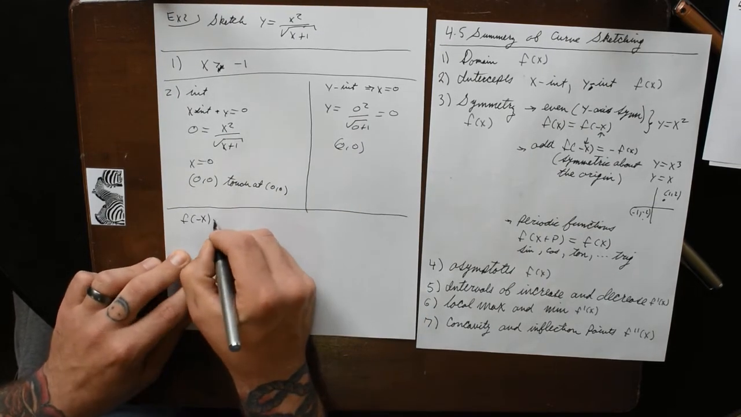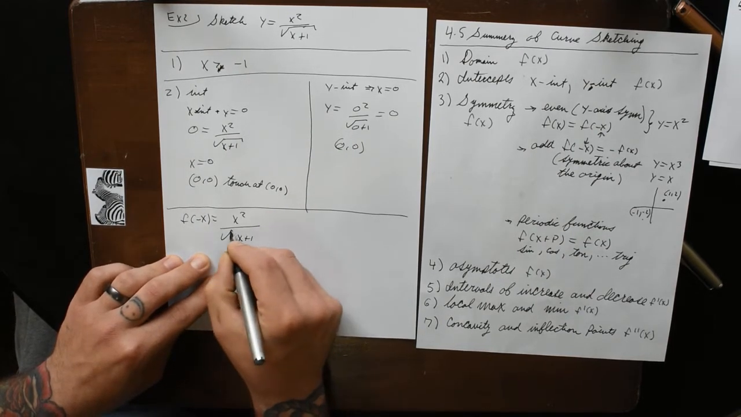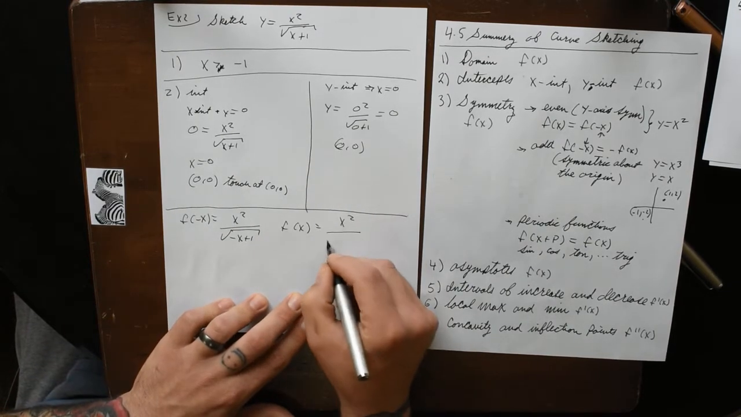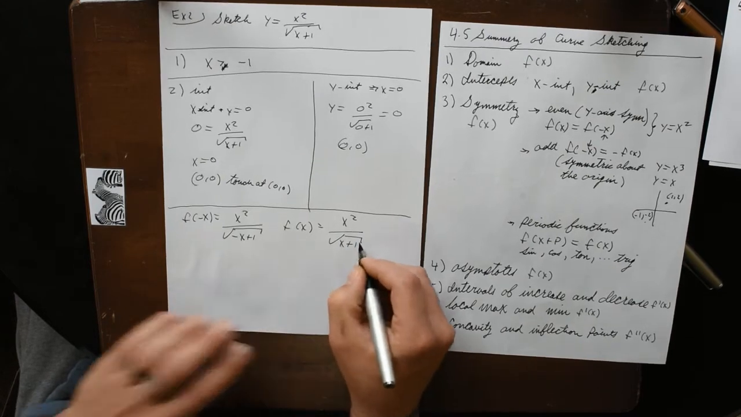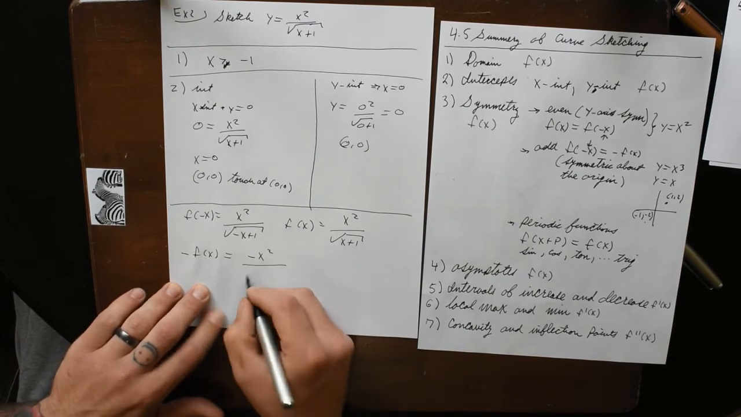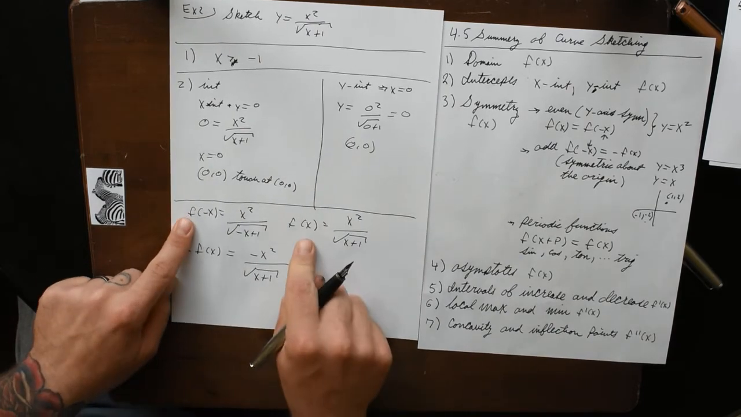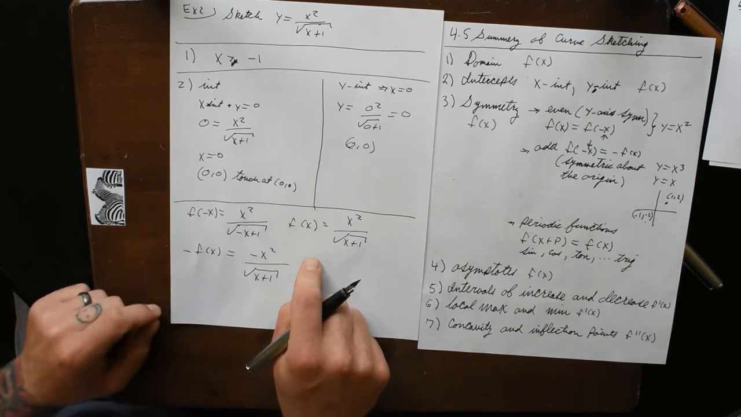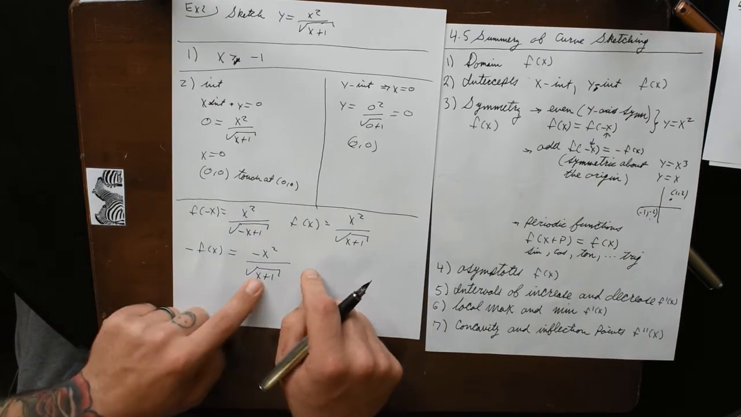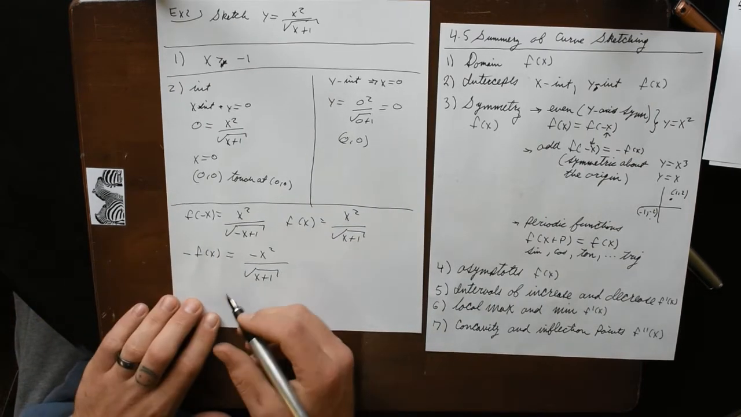F of negative x is equal to x squared over the square root of negative x plus 1. F of x is equal to x squared over the square root of x plus 1. And negative f of x is equal to negative x squared over the square root of x plus 1. Since f of negative x is not the same as f of x, we know we're not even. Since f of negative x is not the same as negative f of x, we know we're not odd. And since we don't have any trigonometric functions popping up, we know that we're not periodic. So we have no symmetries.